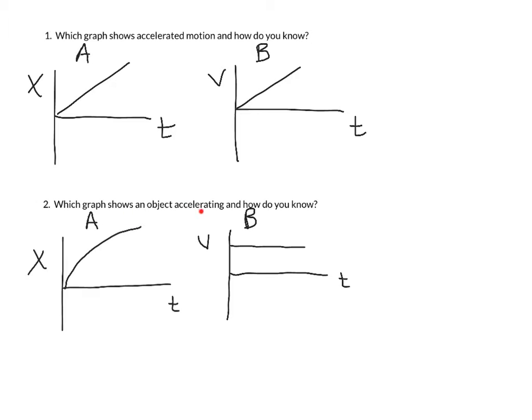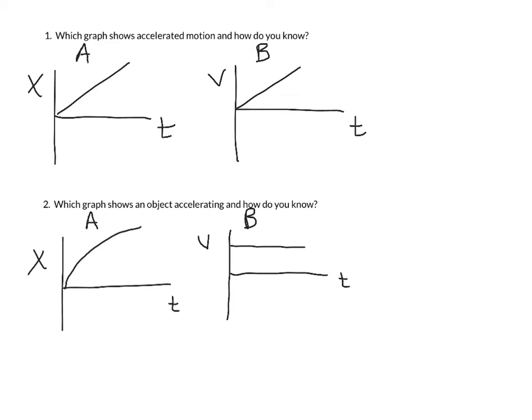All right, here. Which graph shows an object accelerating, and how do you know? Okay, so the same question, basically. Which one is accelerating? Is this showing acceleration, or is this showing acceleration? It goes back to our question we had before. The slope of the position time graph means velocity, right? Slope here means velocity. Slope here means acceleration.